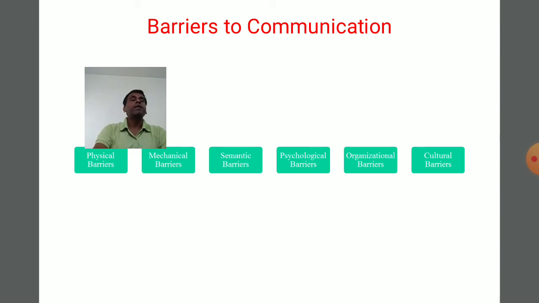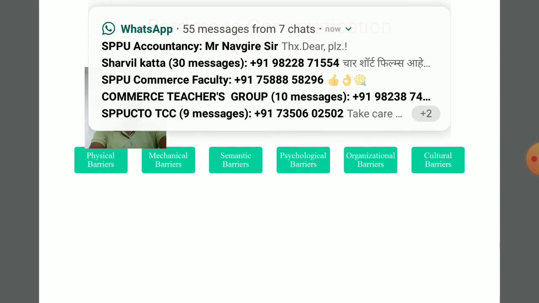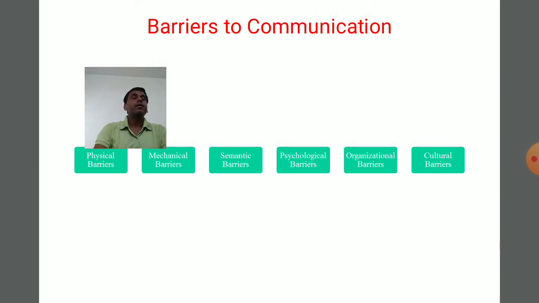After that, one more is there, that is organizational barrier. Organizational barriers means what? Whenever we work in an organization in a team, there are certain types of organizational barriers that we face. What are they and how do they affect the process of communication? That is also what we are going to discuss. As far as these organizational barriers are concerned, there are certain things that we come across, and sometimes they are difficulties in the process of communication.